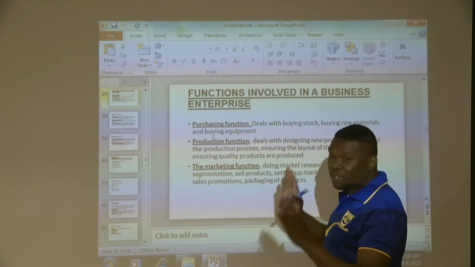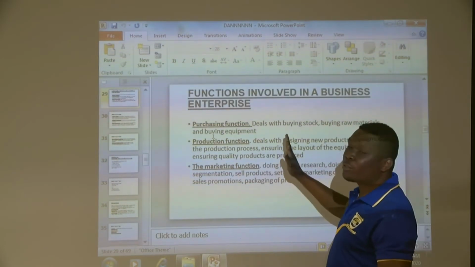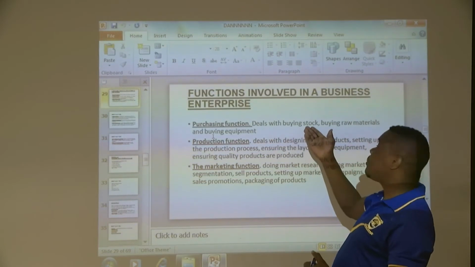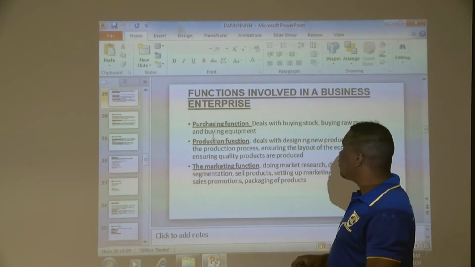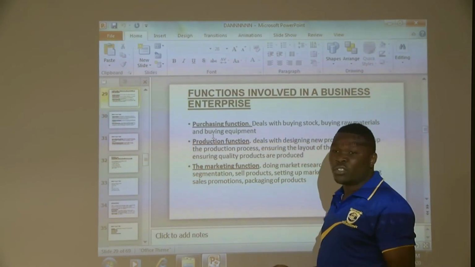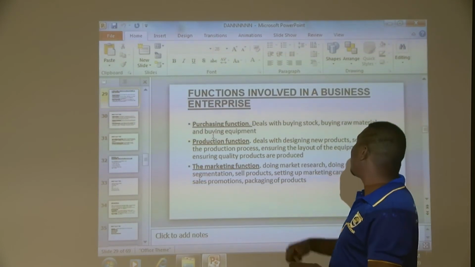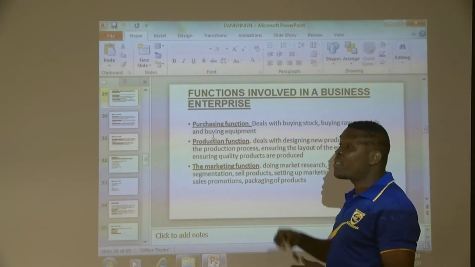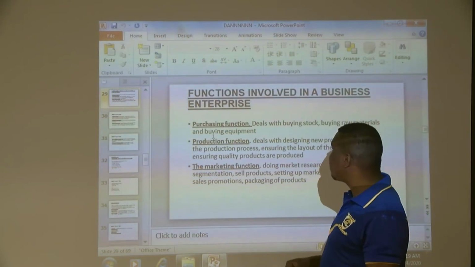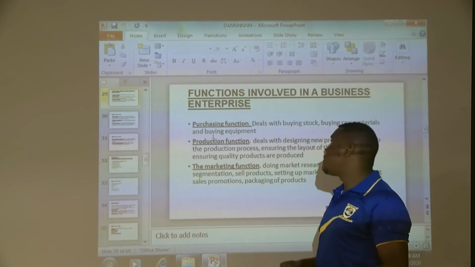Purchasing function is basically, as you see it, from the word purchase, meaning its functions are basically to do with purchasing or buying, like they say, buying stock, buying raw materials, and buying equipment. Stock is what the company will use in terms of what it needs to produce other products, and then the raw materials, what the company requires to produce the products that it will give to the customers, and then the equipment that they need to assist in the production function.